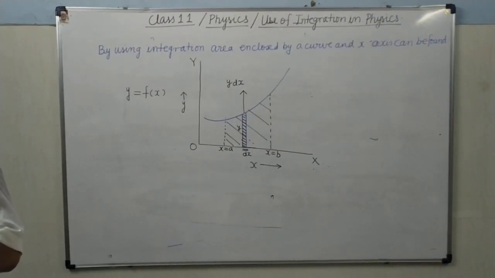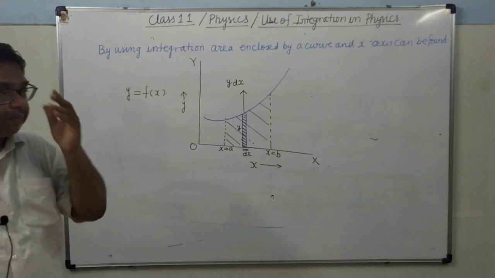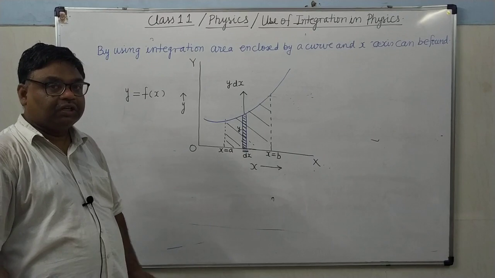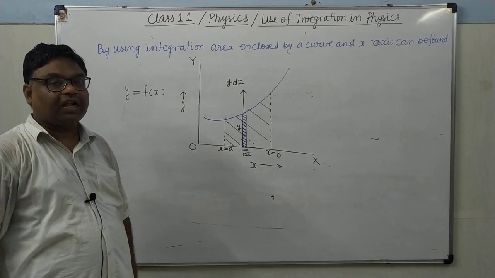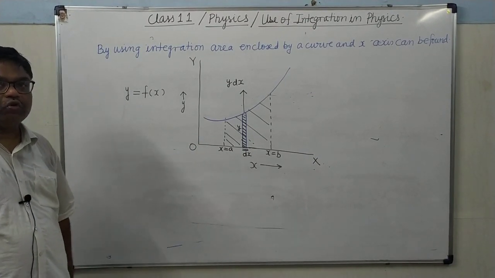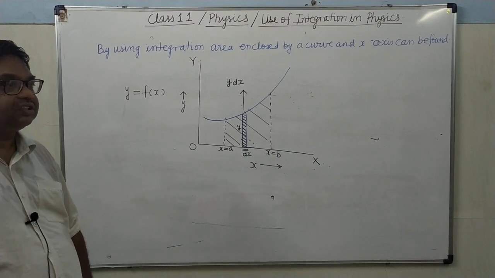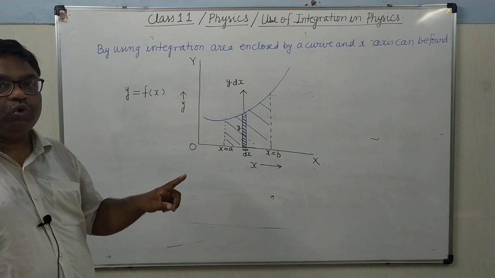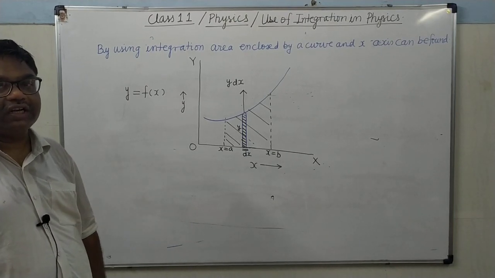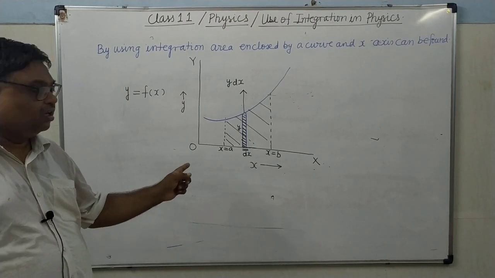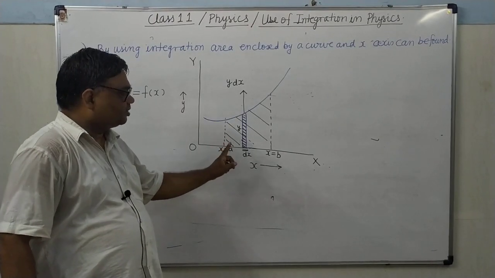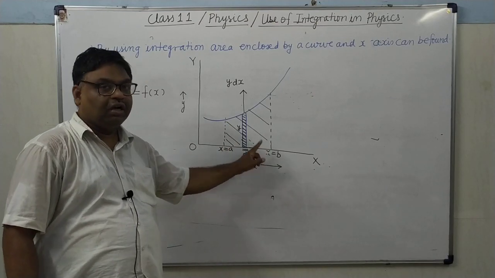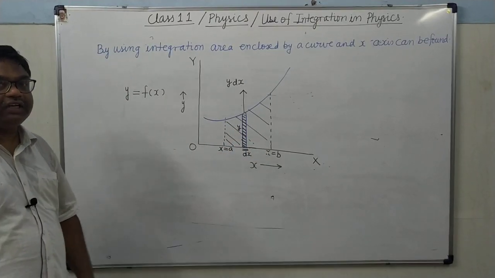Is it clear? Now there will be similar strips from here to here. You have to add the area of all such strips. So how will you add? That addition of the area of all such strips lying from here to here we will do by using integration.